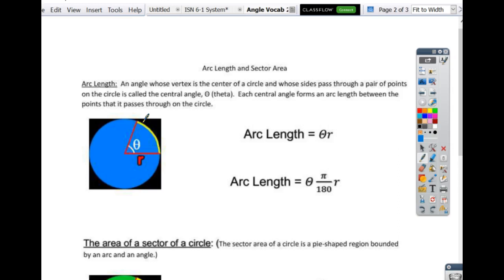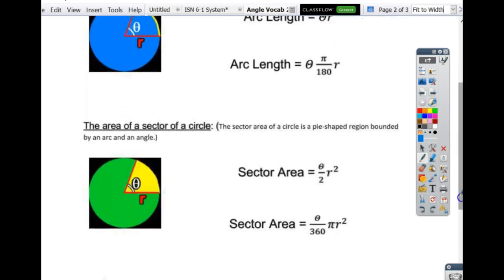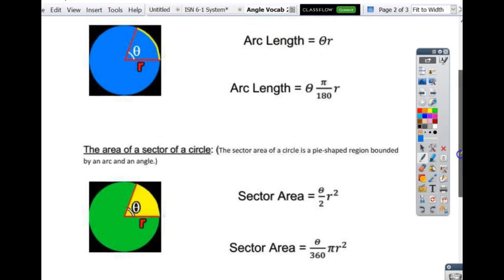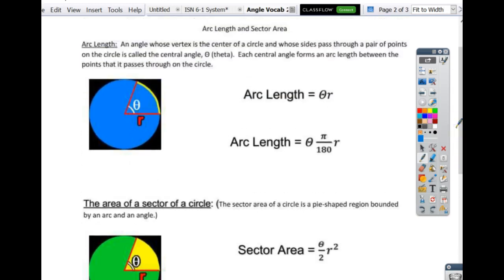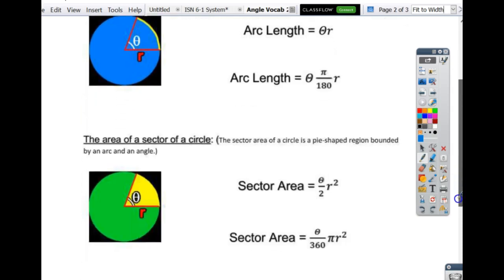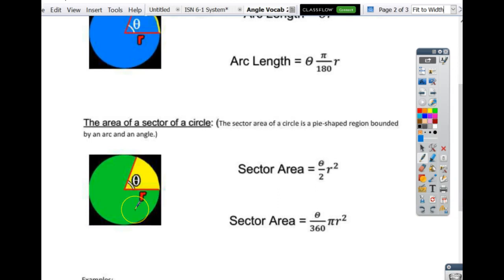Okay, so in our pie, the sector area is the crust. The sector area is the crust. The sector area is the actual pie. What did I say? Oh my gosh. Yeah, never mind. Let's go back to this. This is arc length, and it is the crust. Right? And the sector area is the pie.